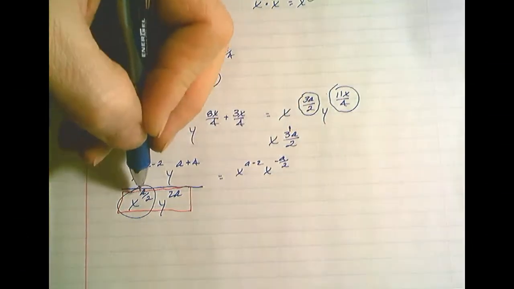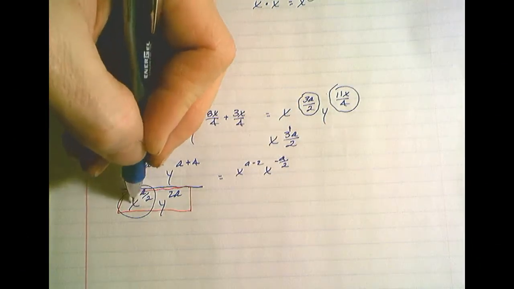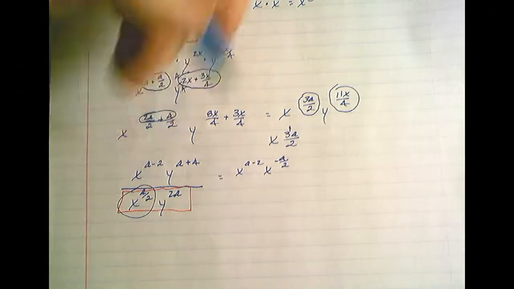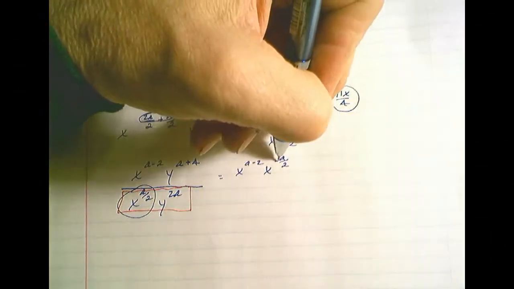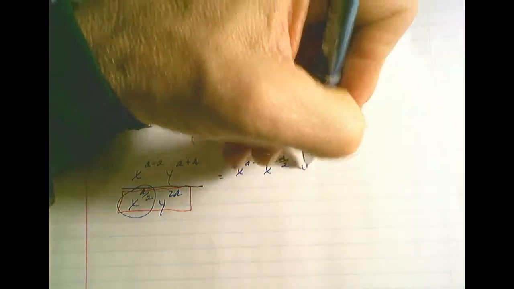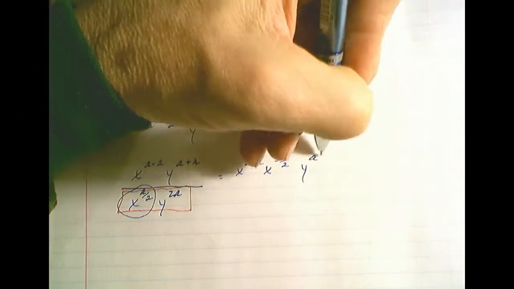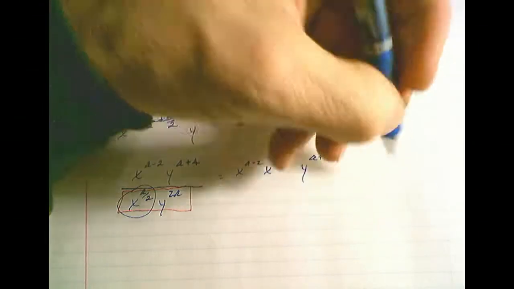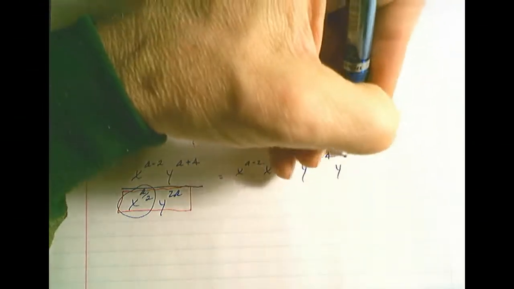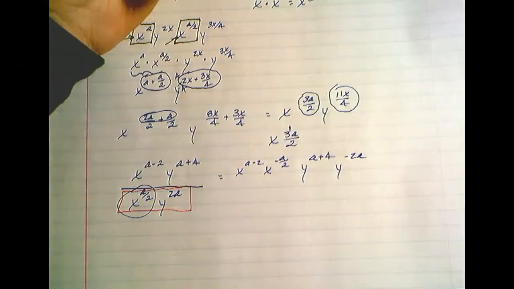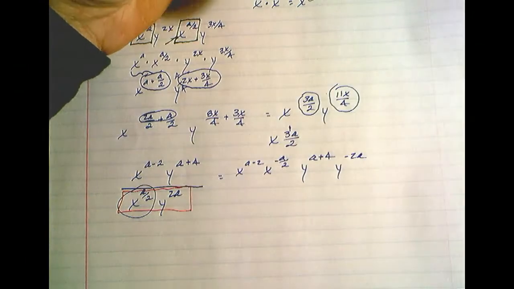So this was a positive a over 2. In order to move that x to the a over 2 up into the numerator position, we had to make this negative. And we'll write the y, a plus 4, that didn't change, but we're going to move that other y up, so it's going to change to a negative 2a. Now we're going to combine.